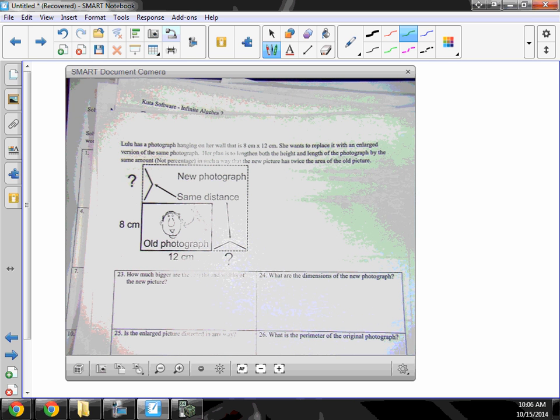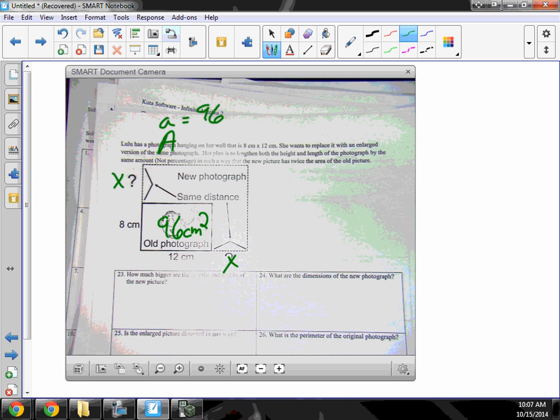What do we know? They're the same. So I'm just going to call them x. Whatever they are, they're the same number. What else do we know? So the area of the little one is 96 centimeters squared. What's the area of the big one? Double 96. So little a is 96, and big A would be 192. Does that make sense? Well, what is this length here?